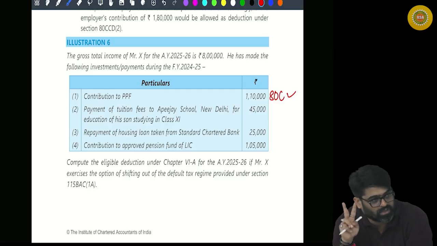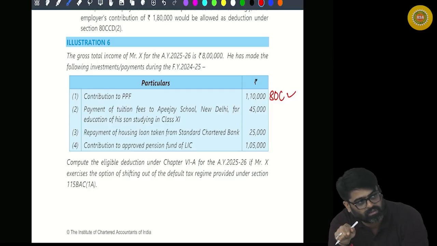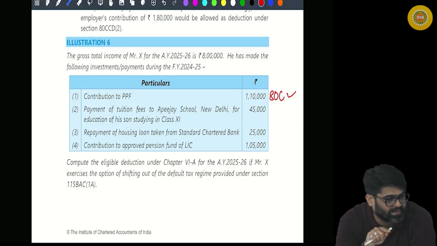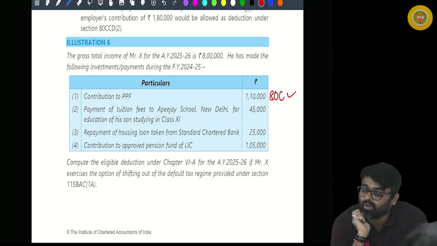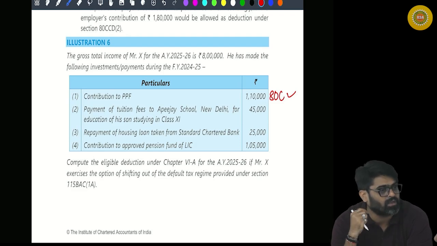See, for any 2 children of the assessee, the assessee can make the payment for full-time education in any school, college, university in India. That will also be allowed under 80C. So is the school, college, university in India? Yes, New Delhi. Full-time education, 11th is a full-time education.